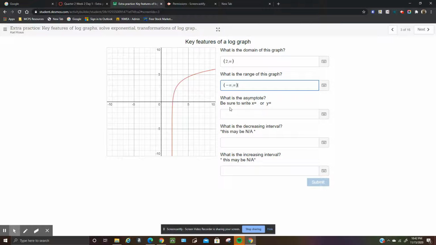And then what is the asymptote? It's right here, x equal 2. Decreasing, that's NA. Then increasing, this same as the domain. All right.